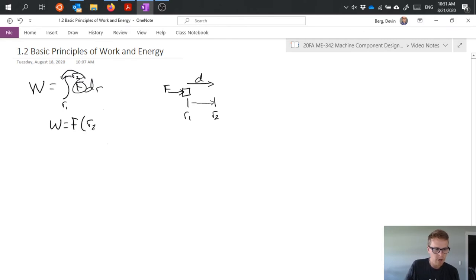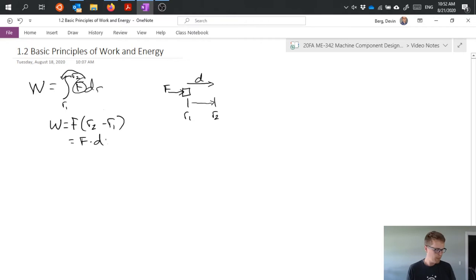R2 minus R1. That's just the basic integration, and as I've defined R1 and R2 over here, that's just D, so this is equal to F times D. Force times distance. That's pretty straightforward. Of course, the units of work are force and distance, so Newton meters or foot pounds, depending on whether you're in SI or American engineering units. That makes sense.